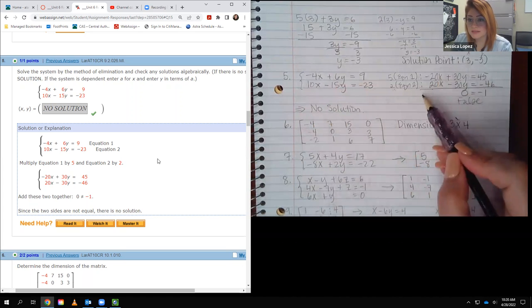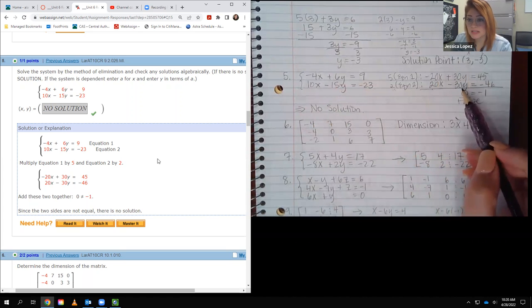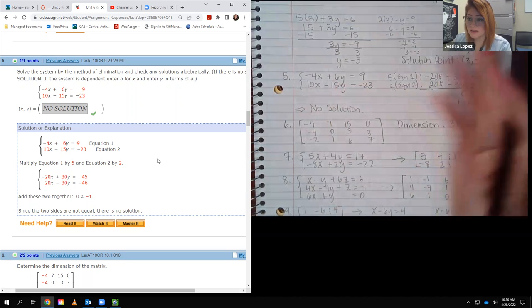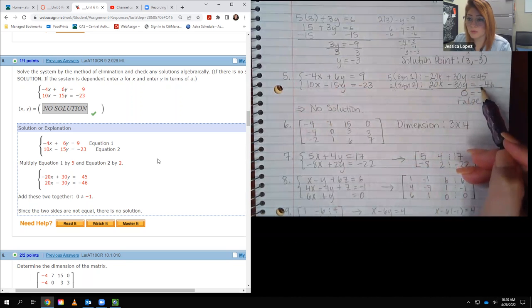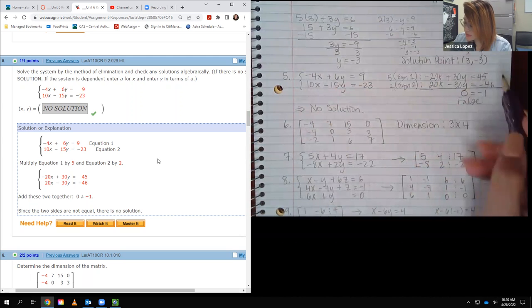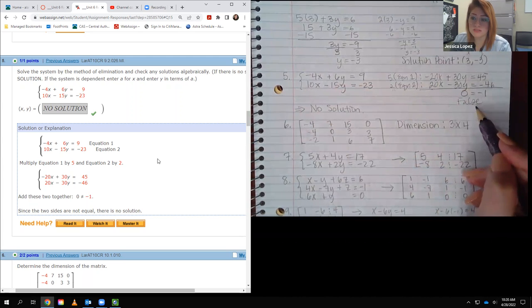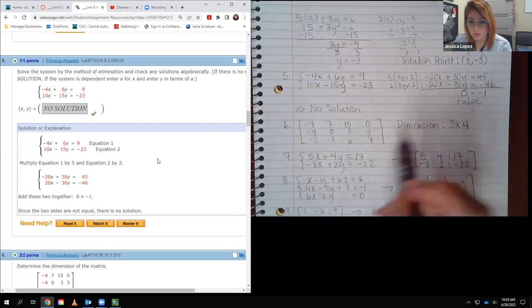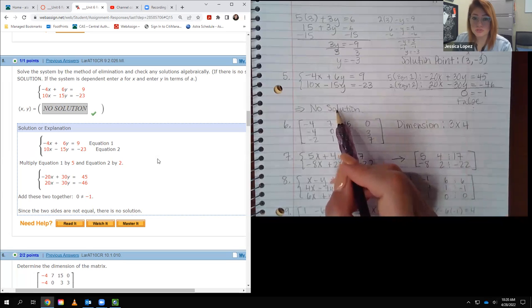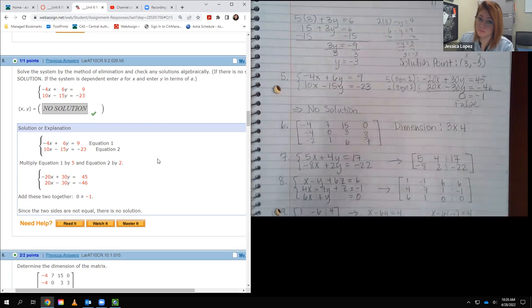So here my x's and my y's eliminate. And so I have nothing on the left-hand side. But 45 take away 46 results in a negative 1. And 0 does not equal negative 1. So this statement is a false statement. When it's a false statement, you actually get no solution. So when it's true, you get infinitely many solutions. And when it's false, you get no solution.